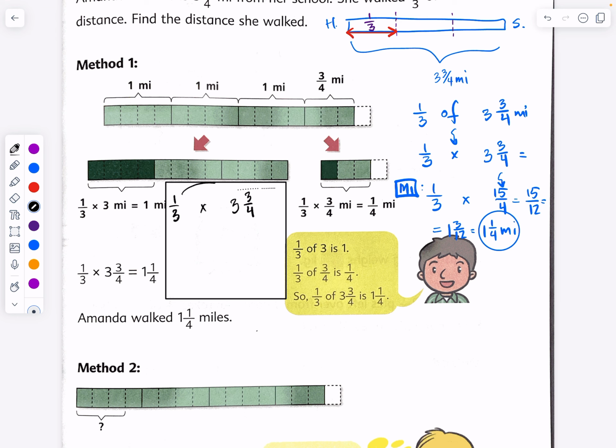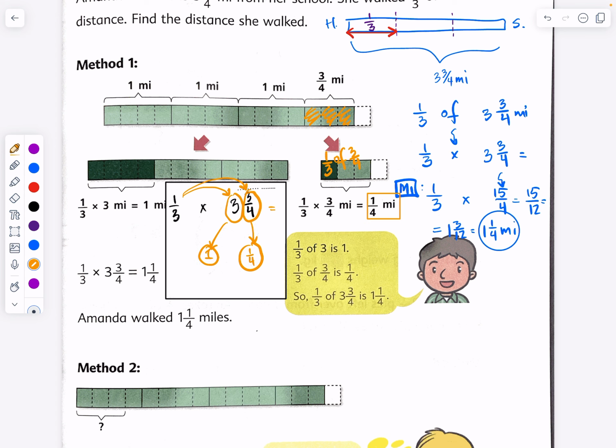Let's first take 1/3 of 3 and then 1/3 of 3/4. So we're splitting this mixed number into two parts. What is 1/3 of 3? Well, that is just 1, pardon me. And what is 1/3 of 3/4? It is only 1/4, right? Because here's your 3/4: 1/4, 2/4, 3/4. And what is 1/3 of that? That's 1/3 of 3/4, which is just 1/4 of a mile.